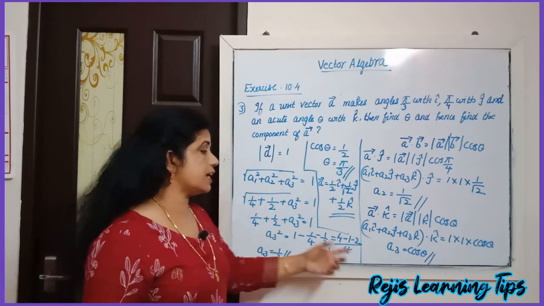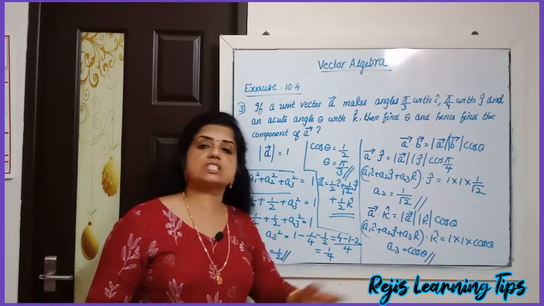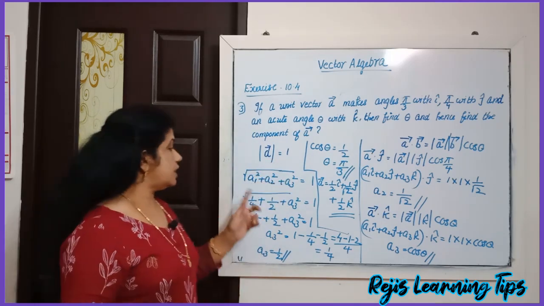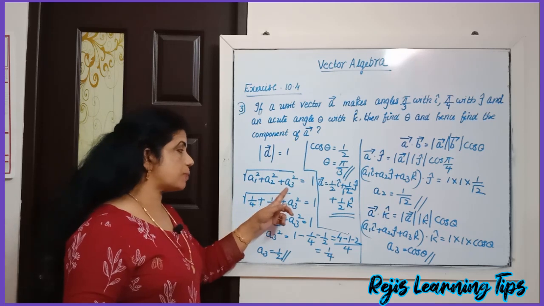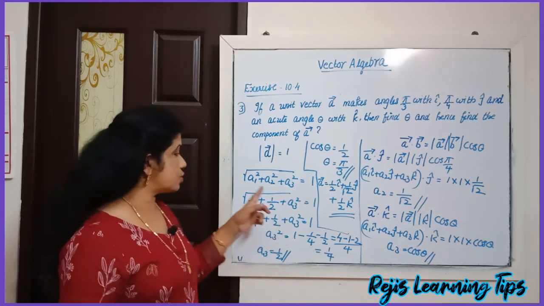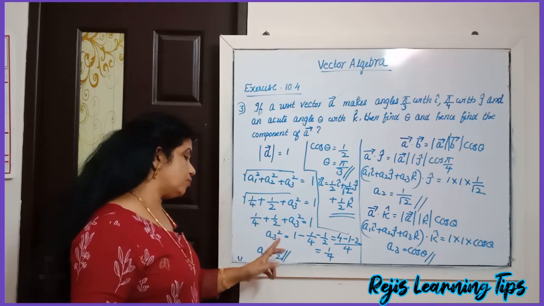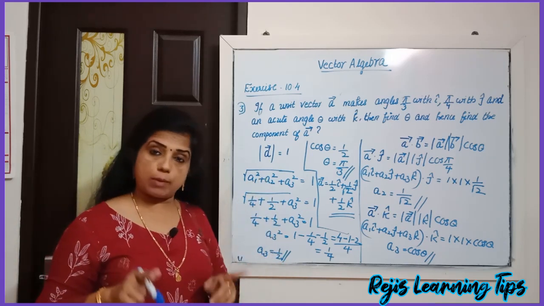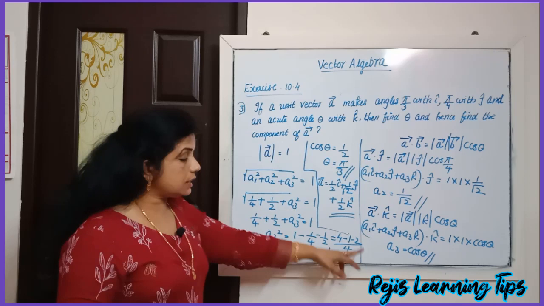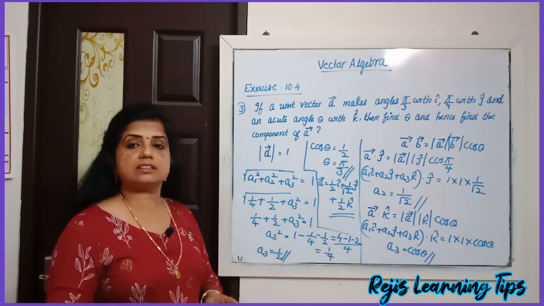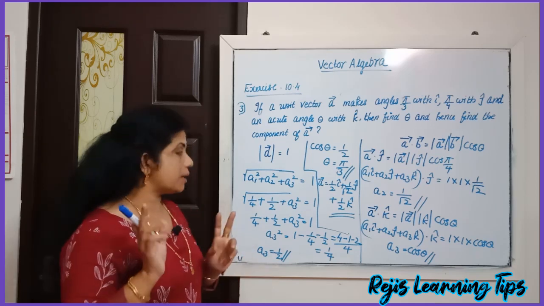Similarly, we can find A3 is equal to cos theta. Then modulus of vector A is equal to 1, so root of A1 square plus A2 square plus A3 square is equal to 1. Substituting the values of A1 and A2, we get the value of A3 is equal to 1 by 2. Then A3 is equal to cos theta, so 1 by 2 is equal to cos theta. Therefore theta is equal to pi by 3.